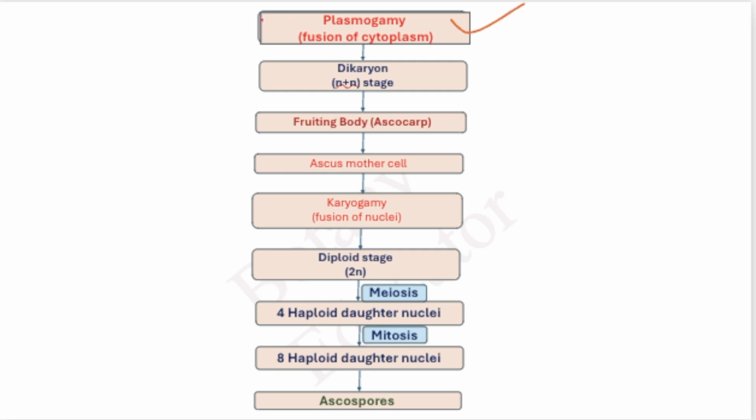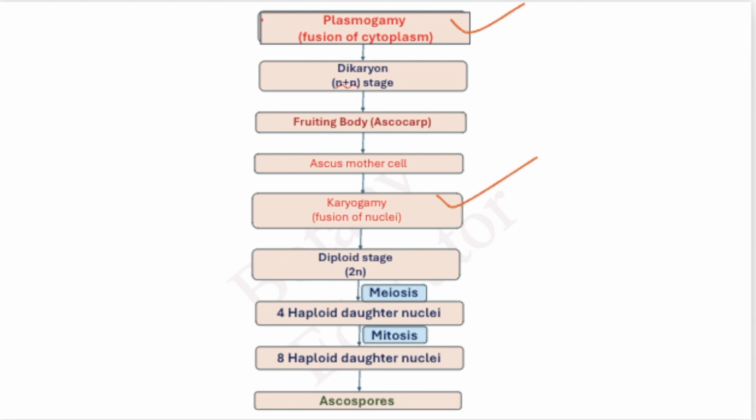This is plasmogamy, this is karyogamy. In this sexual reproduction you will find between plasmogamy and karyogamy a long interval gap occurs, right? In the lower fungi you will find that plasmogamy occurs, and immediately after the plasmogamy karyogamy takes place, right? But before the karyogamy, a long interval gap takes place in the members of Ascomycotina, right?